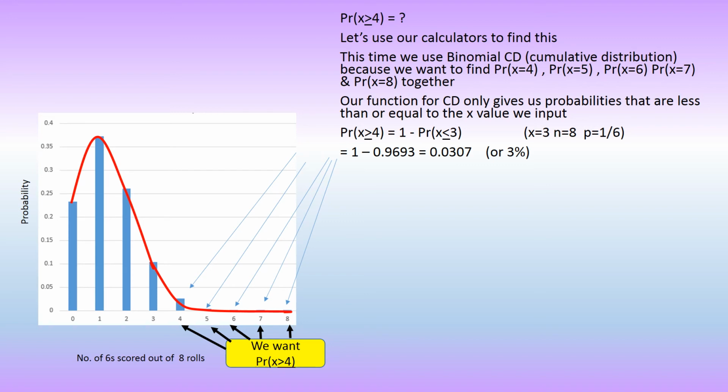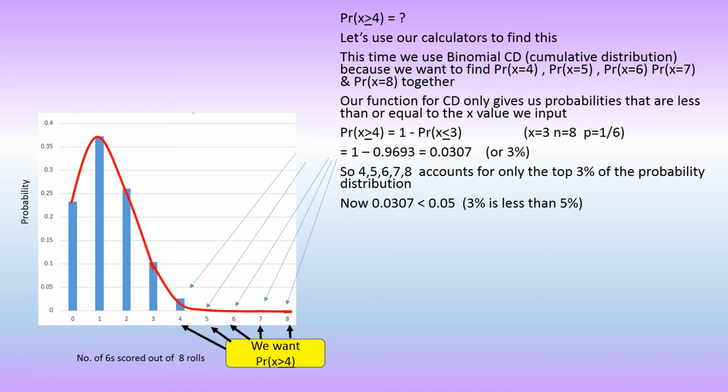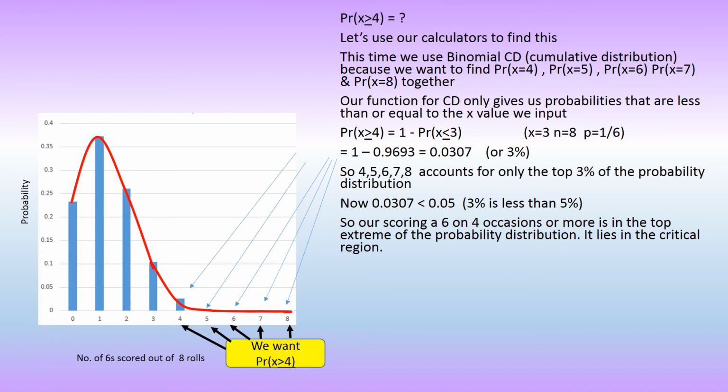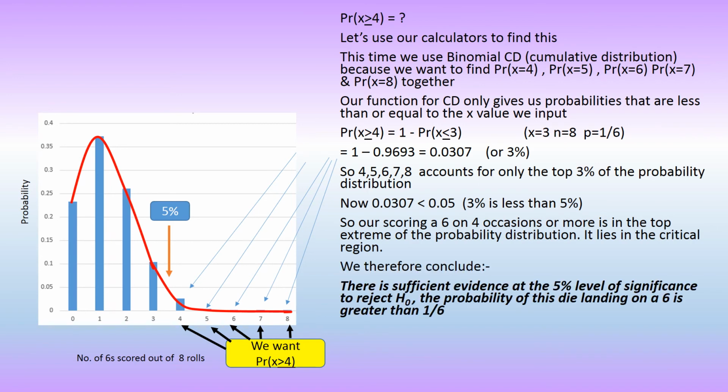So there we go. All of those number of 6s there account for the 3%. So 4, 5, 6, 7, 8 accounts for only the top 3% of the probability distribution. So our 3% is less than the cutoff point of 5%. So our scoring a 6 on 4 occasions or more is in the top extreme of the probability distribution. So it lies in the critical region. In fact, that's roughly where the 5% cutoff point is there. So us scoring 4 or more 6s is inside that critical region.